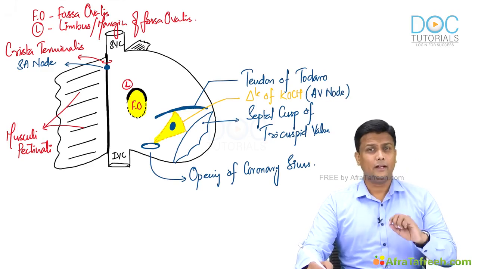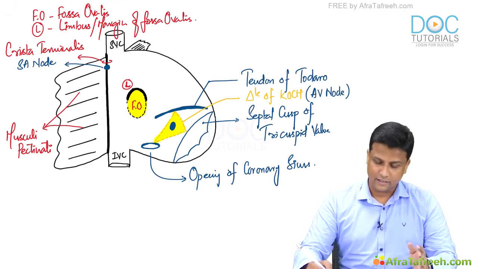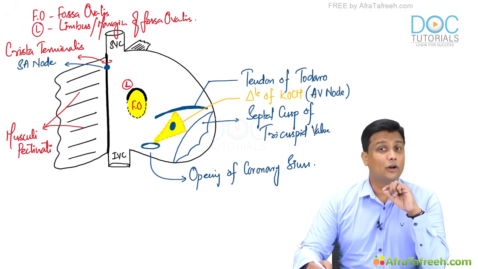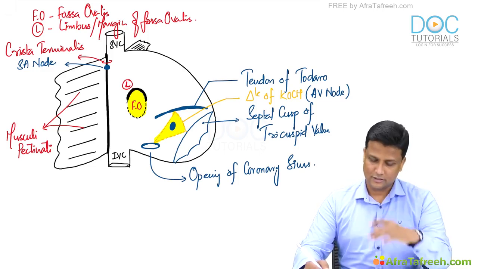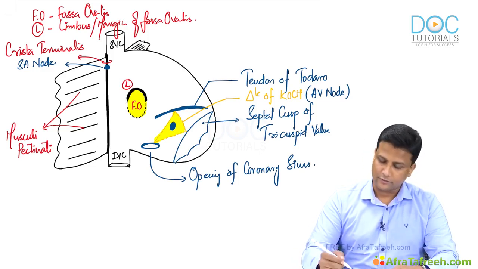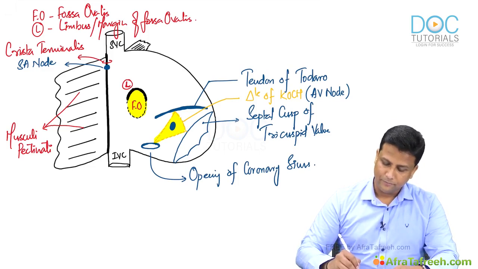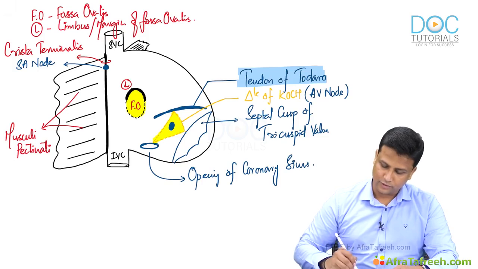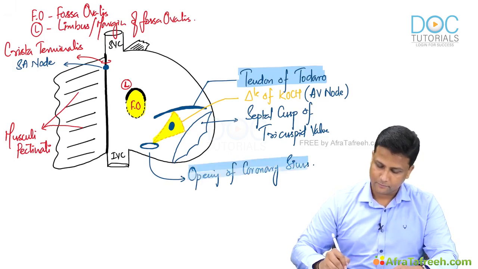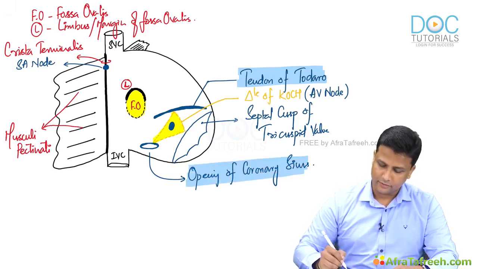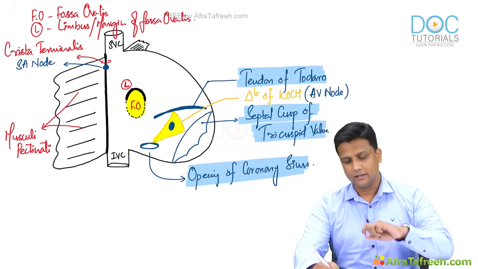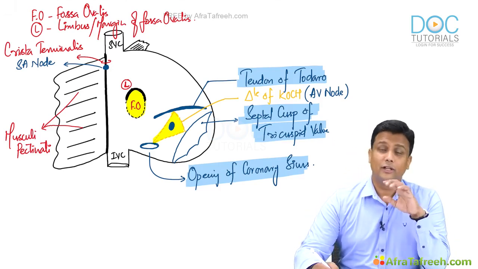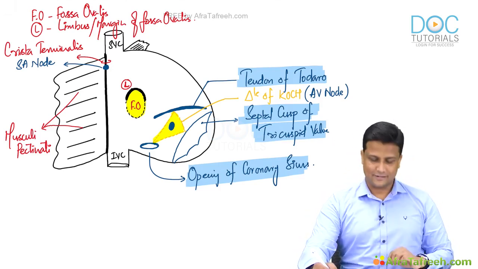Perfect. And in the exams, I have always seen that for the triangle of Koch, they will always ask the boundaries, guys. So let me just repeat for the last time. What are the boundaries of the triangle of Koch? Number 1, tendon of Todaro. Number 2, the opening of coronary sinus. And number 3, the septal cusp of tricuspid valve. These 3 are the boundaries for the triangle of Koch, which is the location for the AV node, the atrioventricular node.